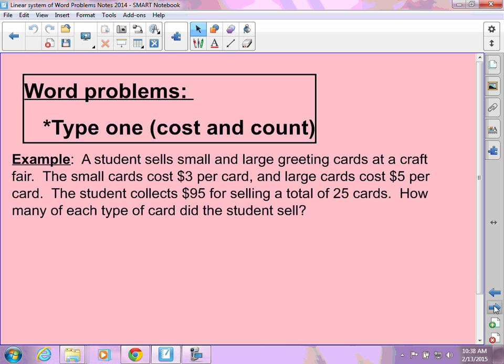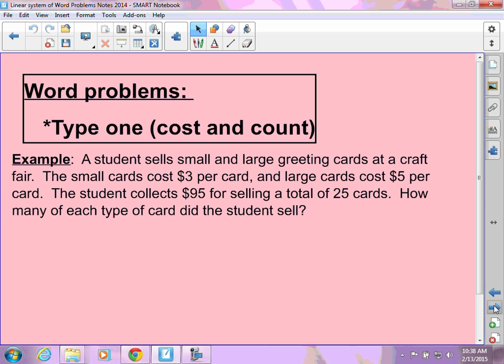What's going on with the problem? What's the main idea? Yeah. They're selling cards and they've gotten a total of $95 for 25. Very good. They're selling different kinds of cards. Some of them are small, some of them are larger, and I've got a total cost of the cards. So you're going down buying a friend a birthday card, and they've got all kinds of cards.